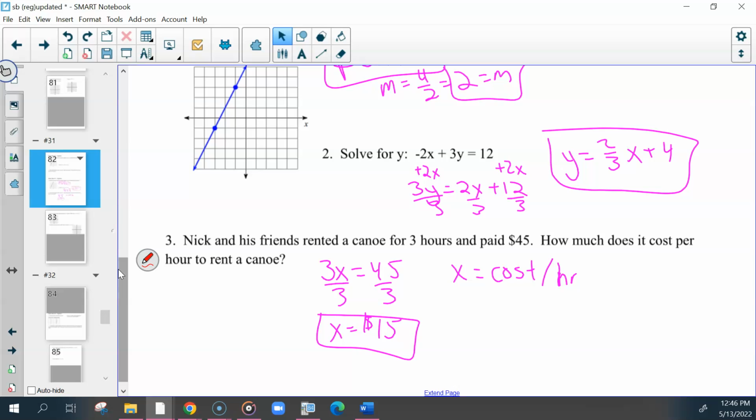For number 2, we need to solve this. So you would add 2x to both sides, divide everything by 3. So your final equation would be y equals 2 over 3x plus 4.